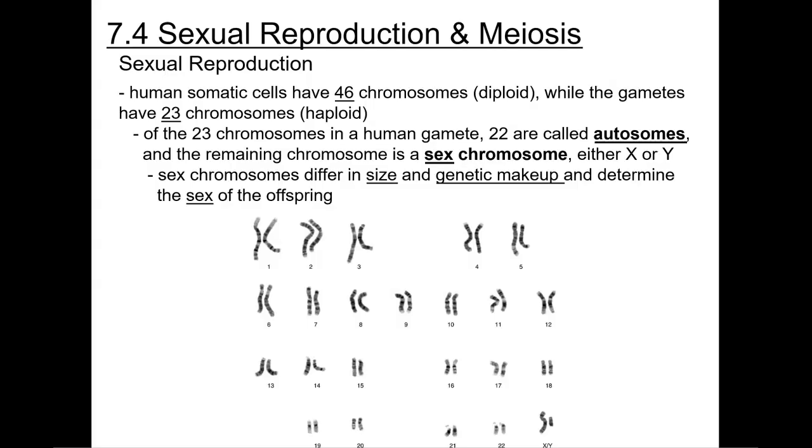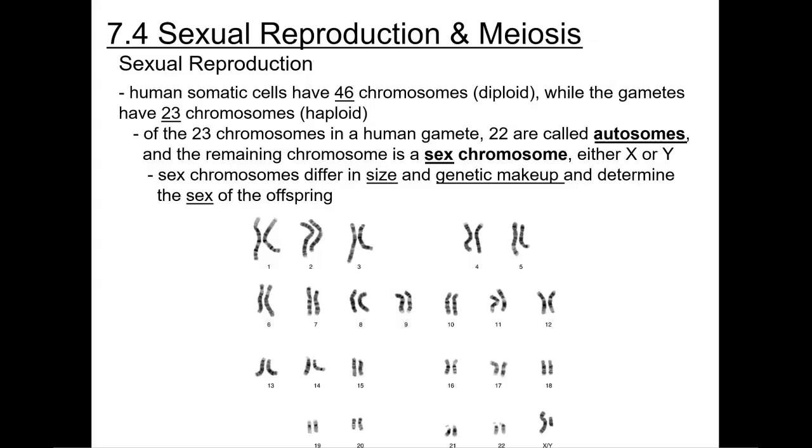Of the 23 chromosomes in a human gamete, 22 of those are going to be called autosomes. And the remaining chromosome is your sex chromosome. And we kind of discussed this a little bit earlier when we were talking karyotype. With the sex chromosomes, you're either going to have an X or a Y. They're going to differ in size and genetic makeup to determine the sex of the offspring.